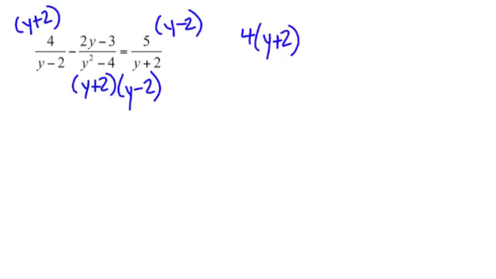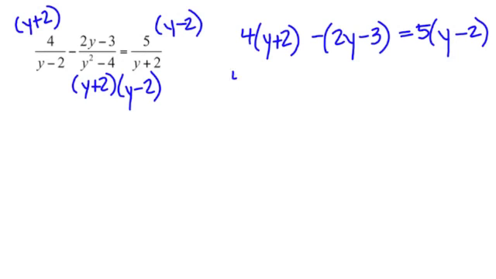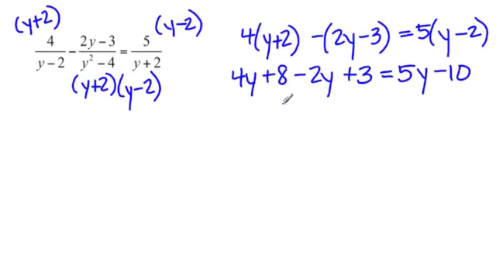So I am now just going to set it up. I have 4 times y plus 2 minus that 2y minus 3. That all has to be in a parenthesis. And it's going to be equal to 5 times y minus 2. Going ahead, distribute all the way across. Combine like terms, you get 2y plus 11 equals 5y minus 10.